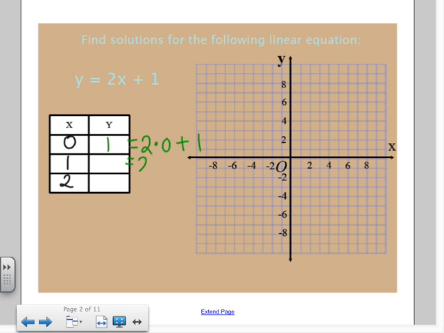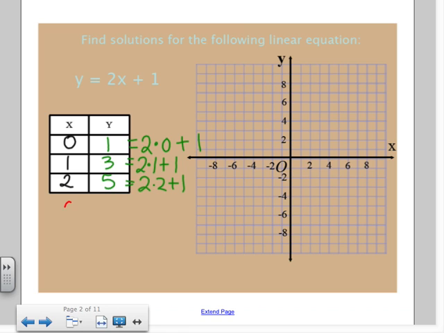The next one, when I plug in 1, it'd be 2 times 1 plus 1. So 2 times 1 is 2, plus 1 is 3. And then 2 times 2 plus 1, and I get 5. All right, so that's our table, plugging in some values. And you can go on forever, right? There's infinite x's, and for each x, there will be a y that you would get. And so these are all coordinates now.